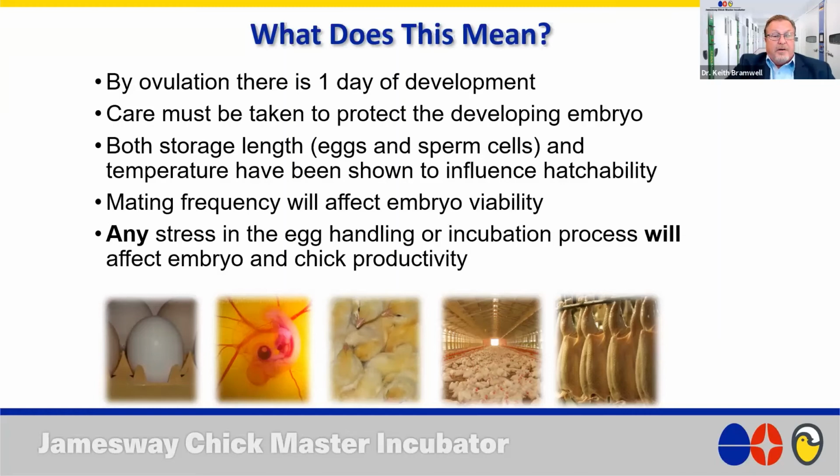Again, our embryo has to do everything in that same order. If we start stressing it, put kinks in the armor along the way, it's not as able to catch up. It can't really repair as much and catch up. So we're just compounding things if we have a lot of problems. Again, like I showed, storage length and mating frequency will affect hatchability. The point is that any stress in egg handling or the incubation process will affect embryo and chick productivity.